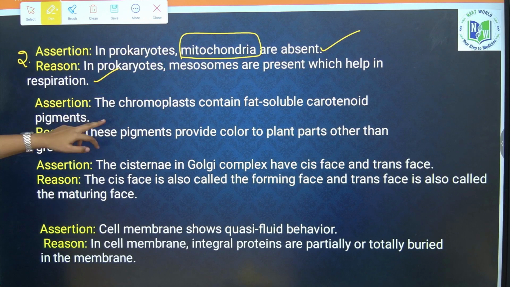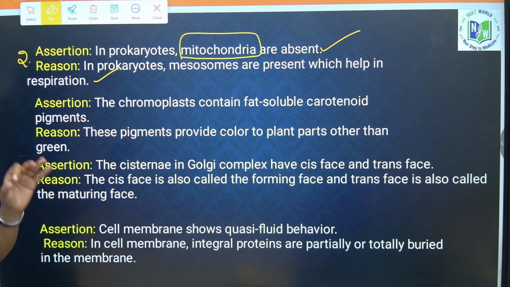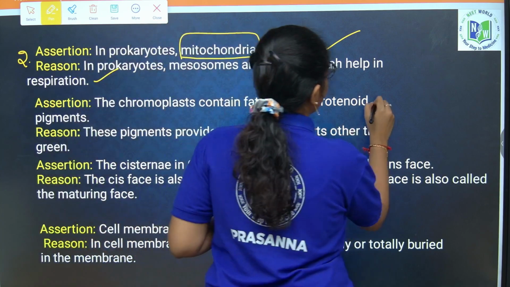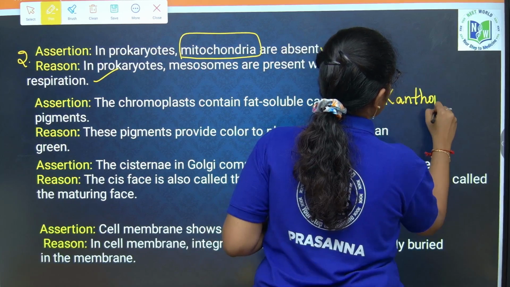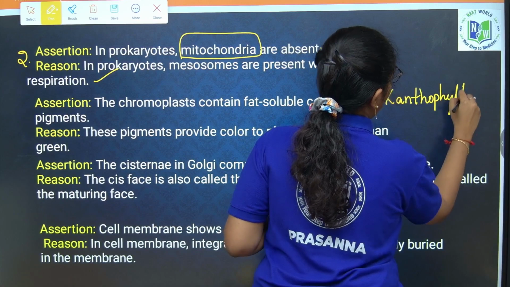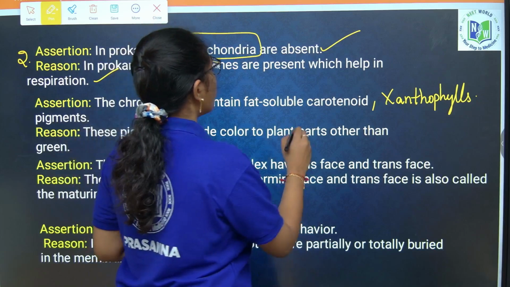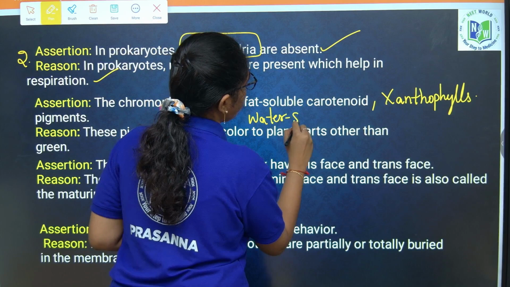Next. The chromoplasts contain fat soluble carotenoid pigments. True. Carotenoids and xanthophylls are fat soluble pigments. Phycobilins are water soluble pigments. What are water soluble pigments? Phycobilins.